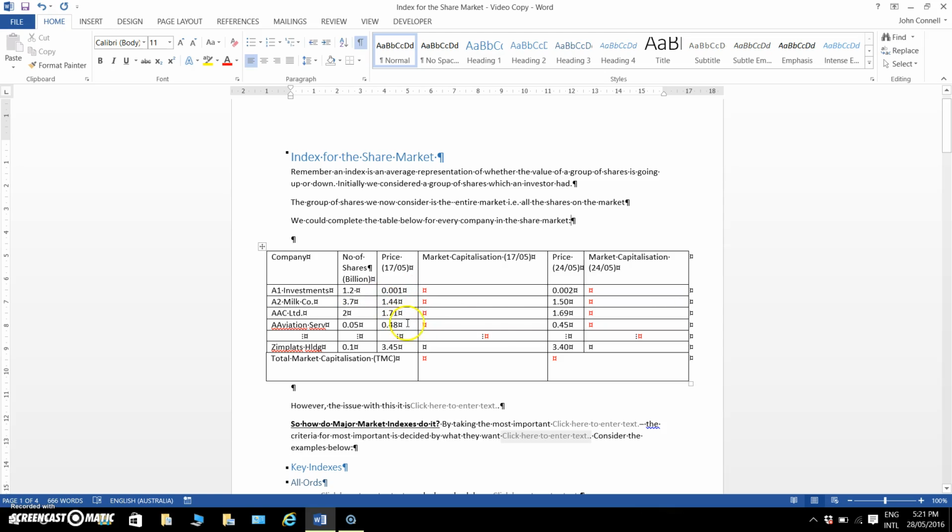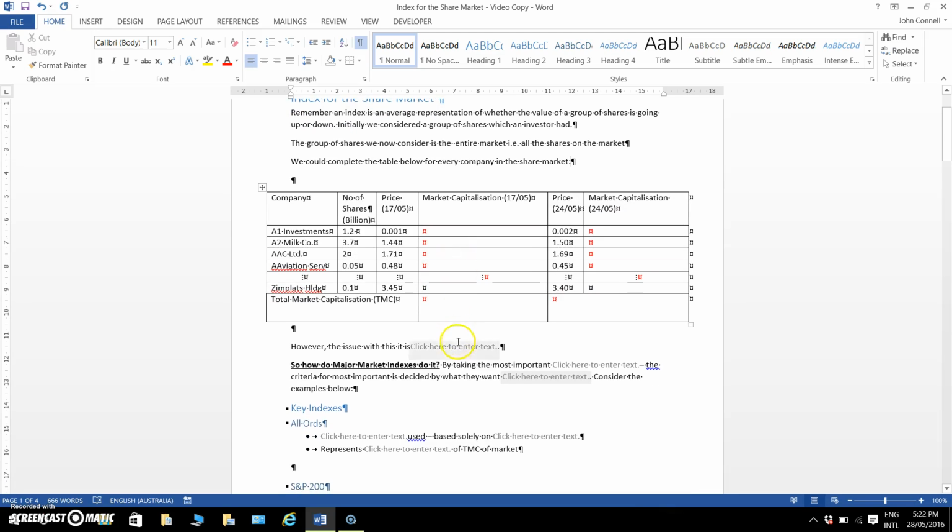And so then their price, and then we can work out their market capitalization on the 17th and the 24th and find the difference by dividing them. We could go through and complete this table for every company in the share market and then create an index that way. But I think you don't have to think about it too long, and you'll realize that that is going to be too time consuming. That would be a huge effort. And at the end of the day, it's not really necessary, as we'll see.